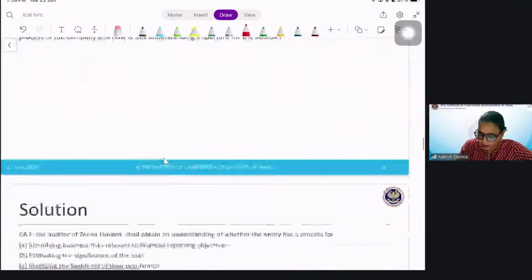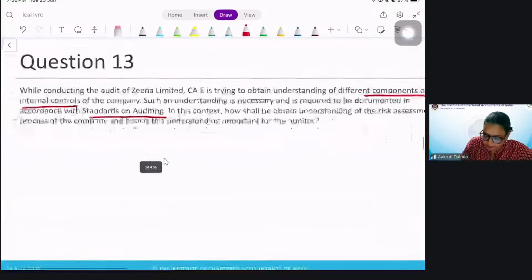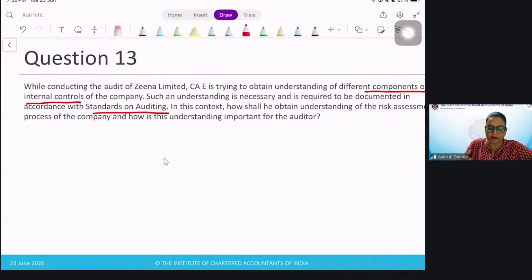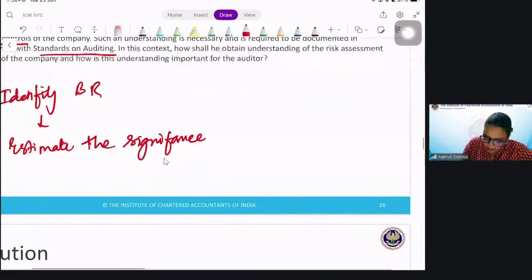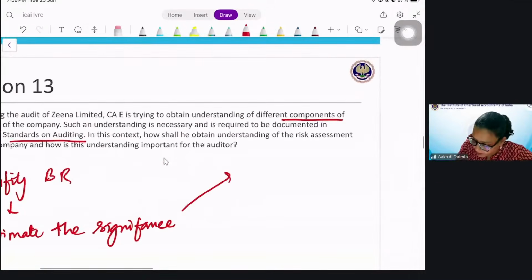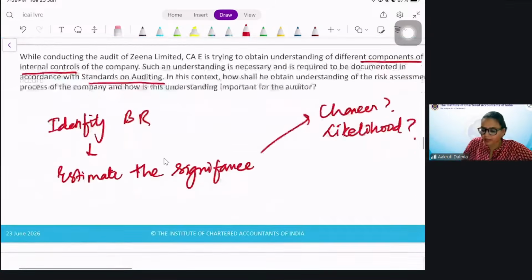It's quite easy. If the auditor wants to obtain an understanding of the entity's process, you have to see how do they identify the risk? Then how do you estimate the significance of risk? ठीक है, risk मिला है, I have found a risk, but is this risk significant? Okay, this risk is very significant, but what are the chances of it? Means likelihood. Okay, so let's say I develop real estate in Japan.